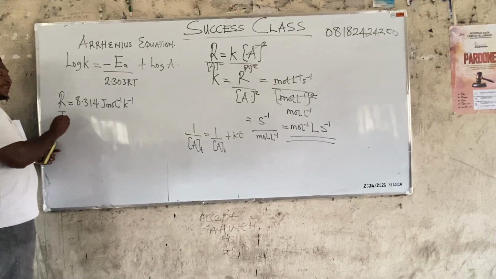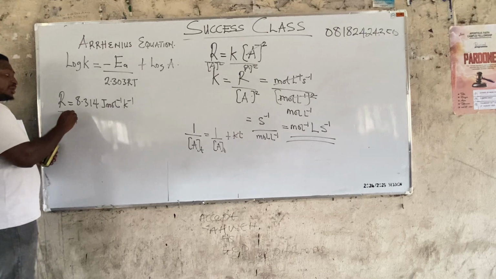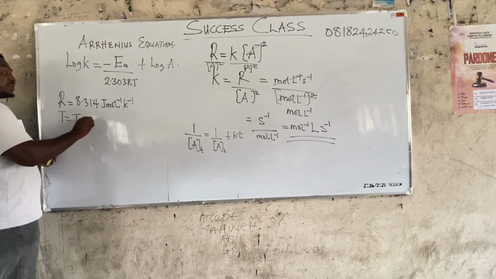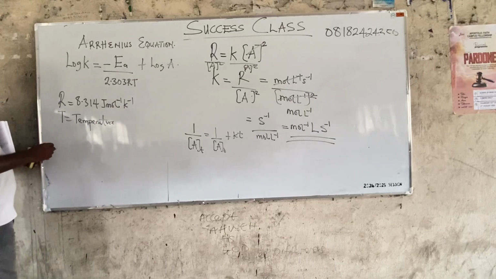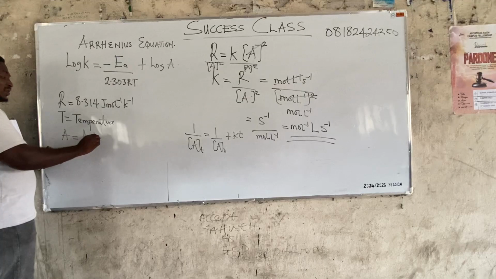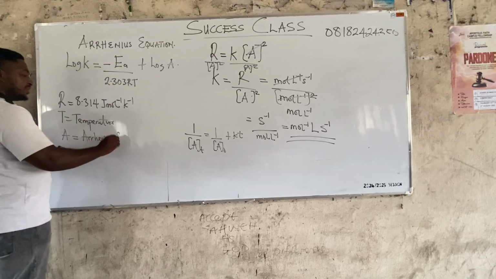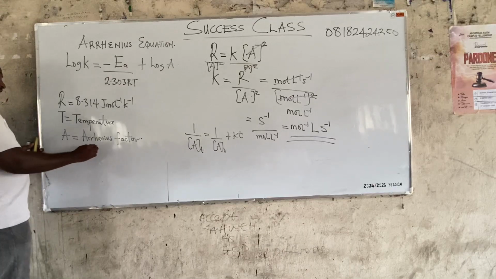T is temperature. The temperature must be in Kelvin. You can see per Kelvin. So T here represents temperature. If it is given in degrees Celsius, convert to Kelvin. You know how to do that, right? A represents your Arrhenius factor. Arrhenius factor, also known as frequency factor.